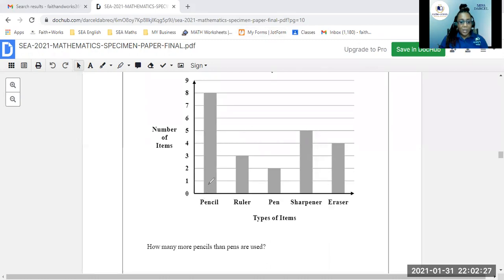How many pencils do we have in total? The bar goes up to 8, so we have 8 pencils. How many pens do we have? It goes up to 2. We have 2 pens. Therefore, how many more pencils than pens? 8 minus 2, 6, right? Or you can even count 1, 2, 3, 4, 5, 6. You could do that as well, right? So, excellent work, guys.